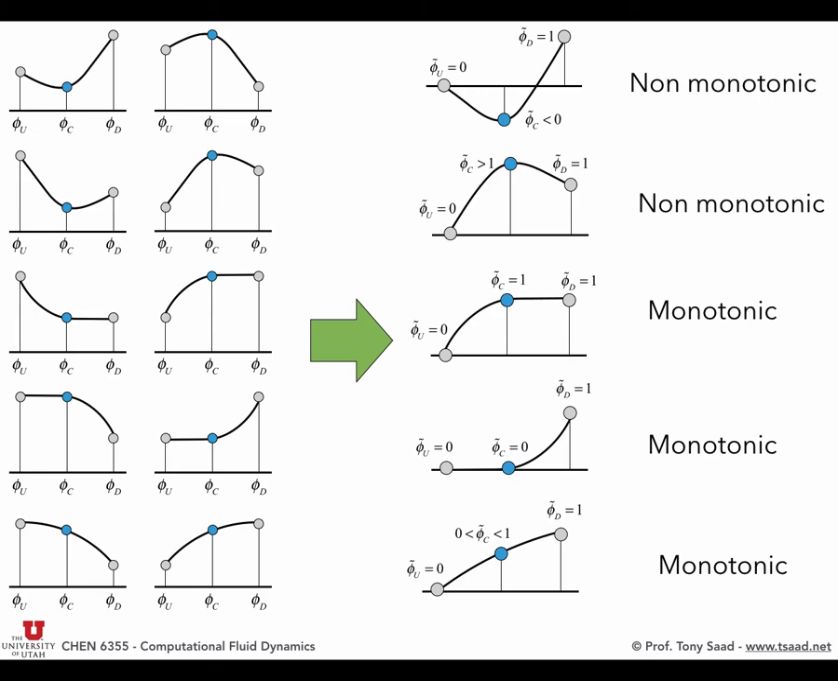This is going to help us say: when phi tilde is between 0 and 1, go second order. Otherwise, go upwind. That's it. That's what we're going to do now.